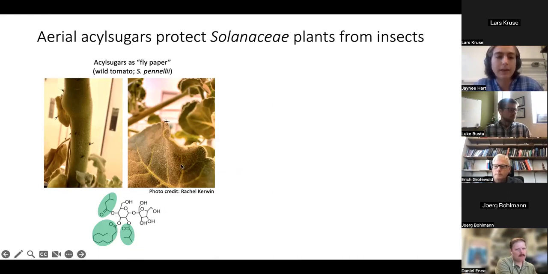And you can see here in the case of wild tomato that it creates such a sticky surface on the leaves and stems. You can kind of see the sheen of the acyl sugars being exuded from the leaves on these plants, that insects just stick right to them. They're a great way that these plants can defend themselves against predators.